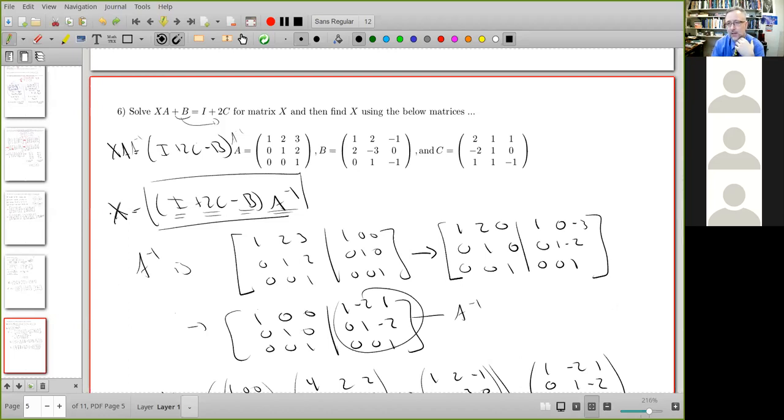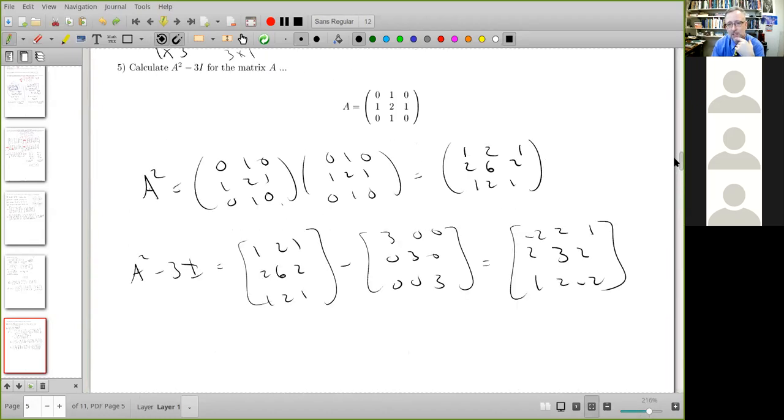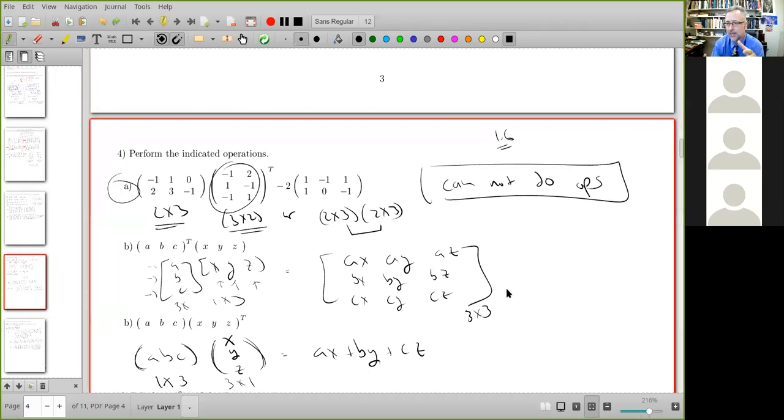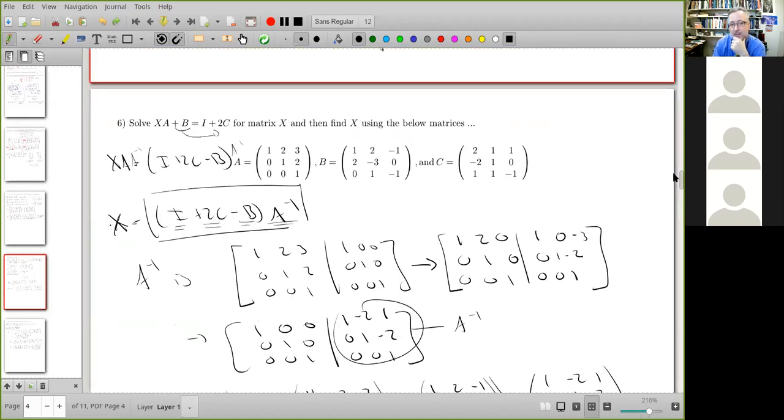For Colton, incorrect. The symbology, I'll have to look at your particular problem, but what I'm looking for on 4A for correctness is to say, this is cannot do the operation. That's what I want to see, that you cannot multiply these because the matrices are of wrong size. So this would be like a portion of your credit.